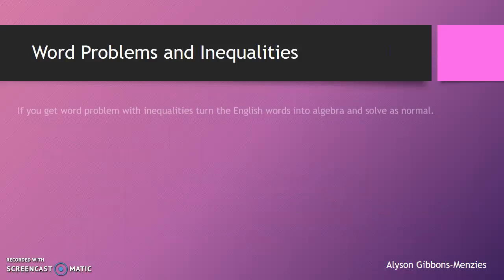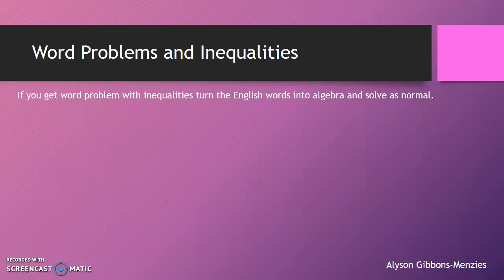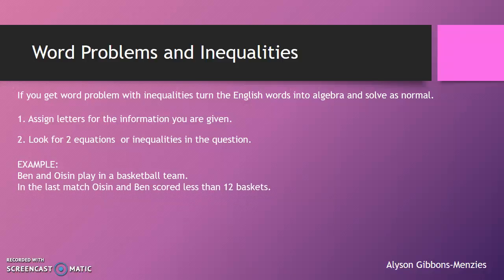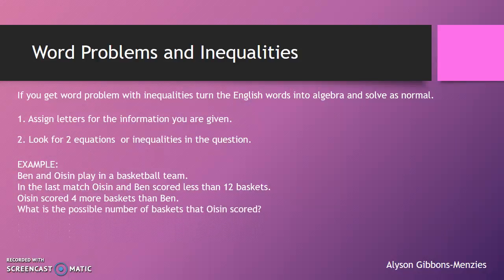Word problems and inequalities. If you get a word problem in an exam with inequalities, just turn the English words into algebra and solve as we normally do. You must assign letters for the information you're given and look for two equations or inequalities in the question. Here's an example. Ben and Oshin play in a basketball team. In the last match, Oshin and Ben scored less than 12 baskets together. Oshin scored 4 more baskets than Ben. What is the possible number of baskets that Oshin scored?